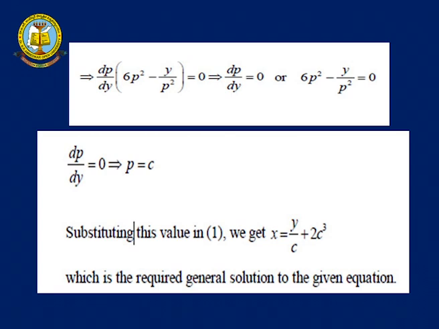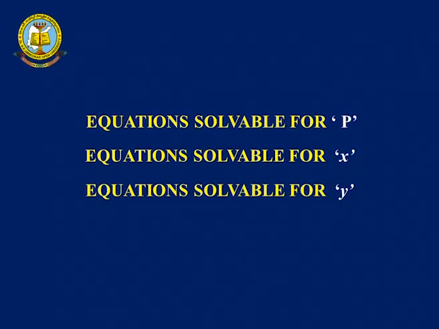In that case we get dp equal to 0, and integrating on both sides, we get p equal to c. After getting p equal to c, again we substitute in the given differential equation, and we get x equal to y by c plus 2c cube. This is the required general solution of the given differential equation. So the topics we completed are solve for p, solve for y and solve for x.